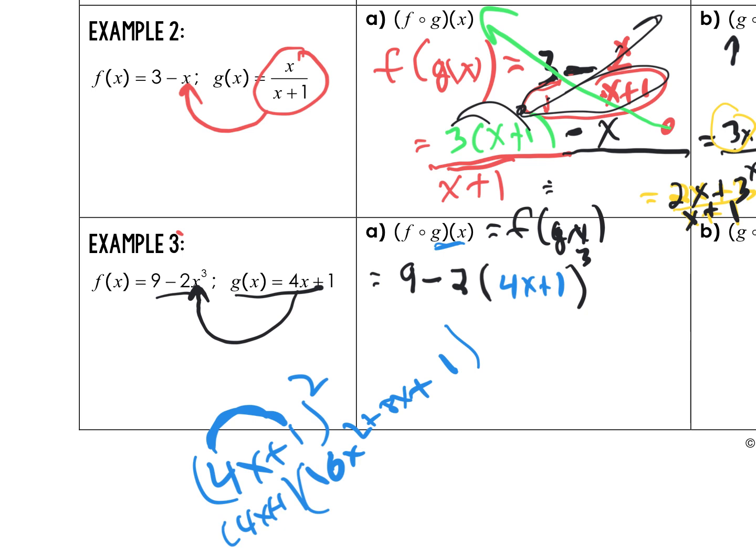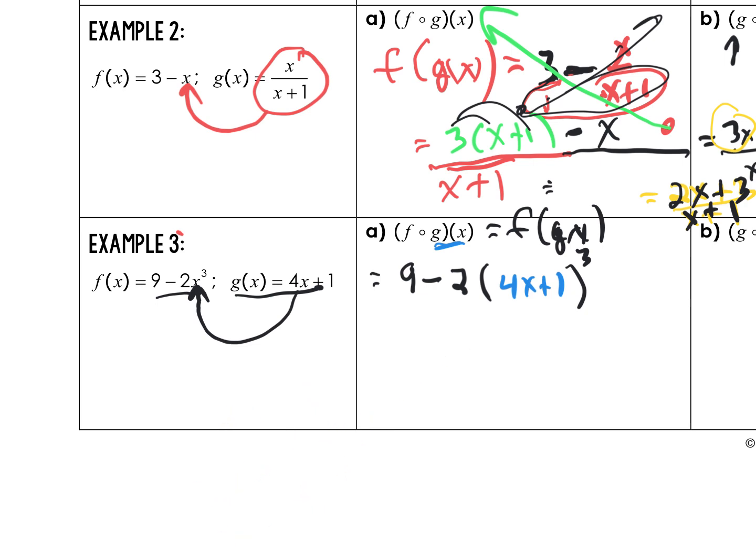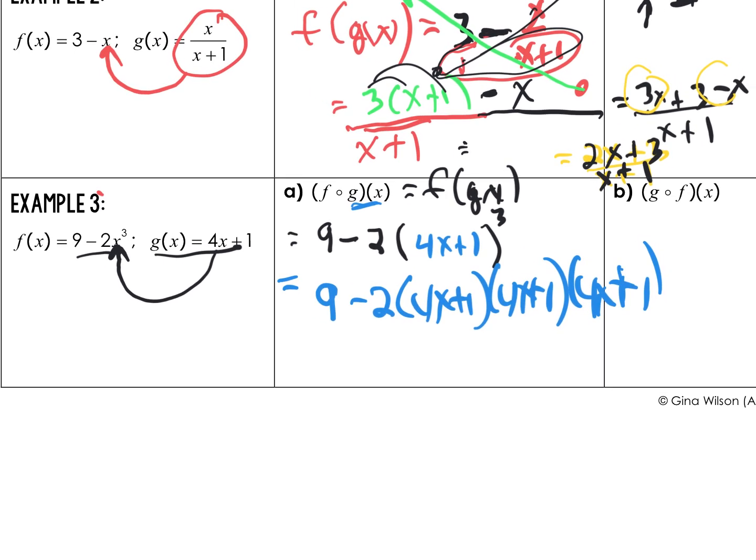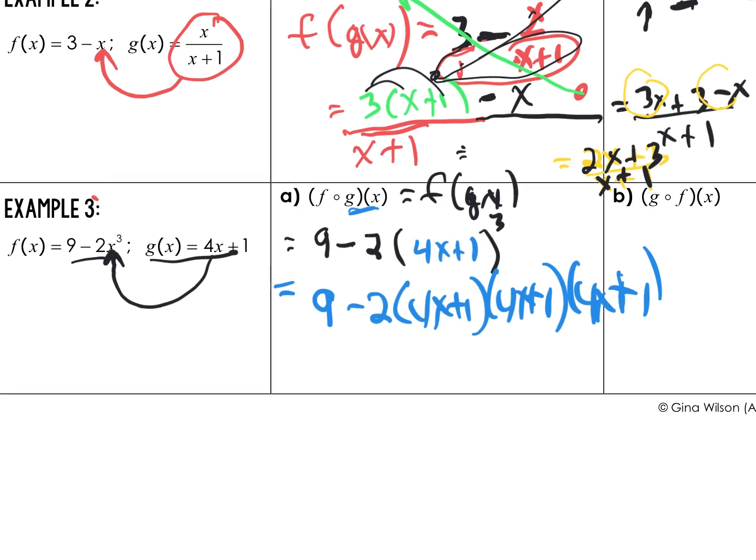Well, I got things to do today. So I don't really want to simplify this. You can if you want. I'm just going to do this. I probably wouldn't expect you to do it either. 9 minus 2 times 4x plus 1 times 4x plus 1 times 4x plus 1. You know what? If somebody finishes that and is the first person to send it to me on Remind, I'll give you extra credit, but I don't want to do it.